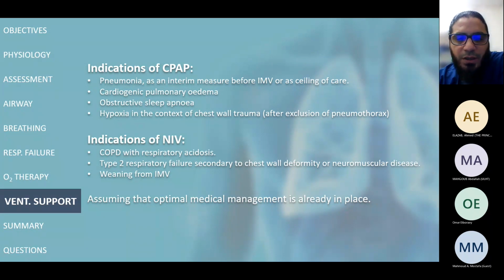For the NIV, the most common indication is COPD with respiratory acidosis, or type 2 respiratory failure secondary to chest wall deformity or a neuromuscular disease, and it can also be used to enhance the weaning of the patient from invasive mechanical ventilation. For all these indications, we will assume that the optimal medical management has already been used and failed.